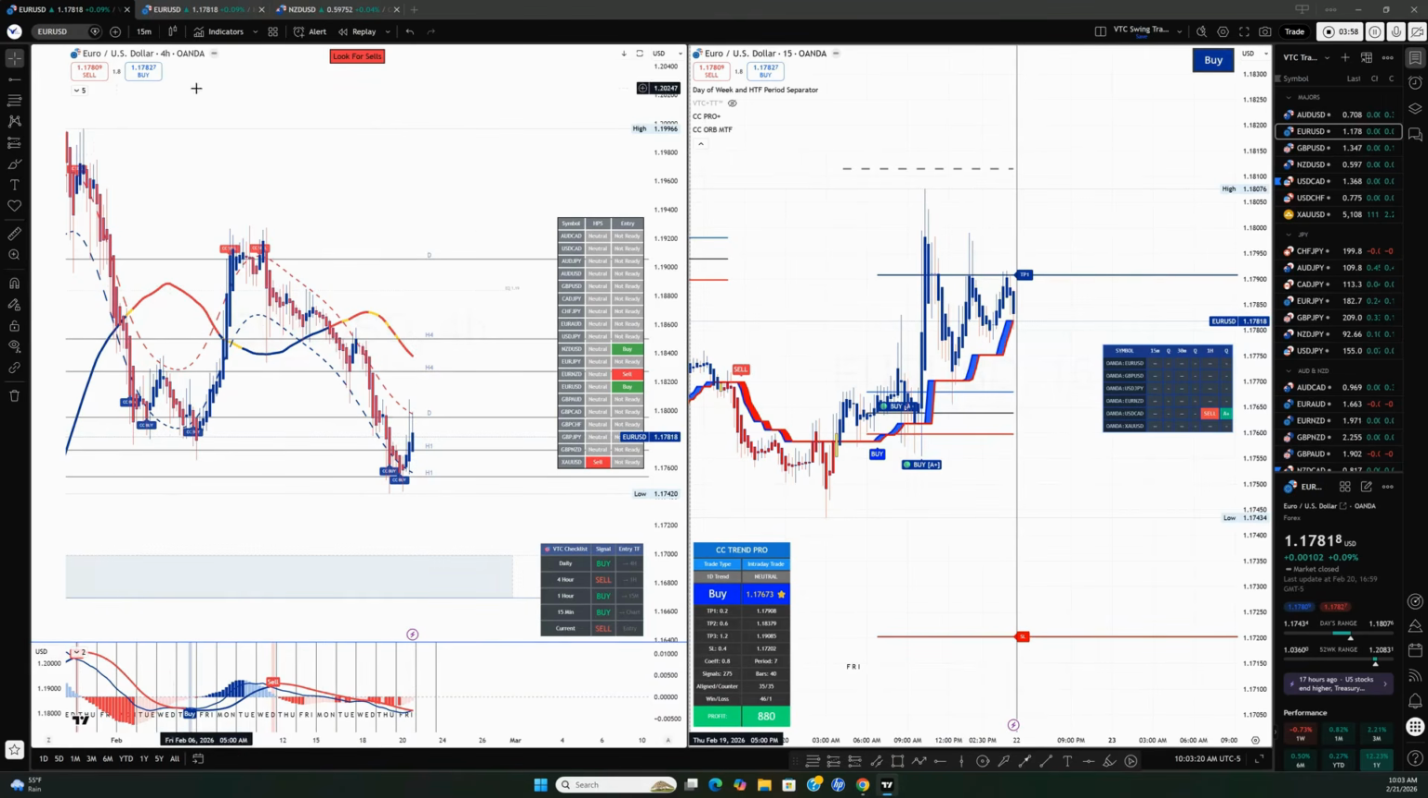So higher time frame is going to be our directional bias. The lower time frame is going to be our execution. Okay, now this was an A+ setup because again, we are above the moving averages. Okay, on the CC Trend Pro, it is telling us to buy. All right, and since we are trading with the trend on the lower time frame, this is an A+ buy setup. So it's something you definitely want to take.